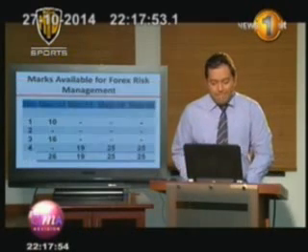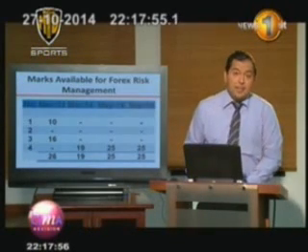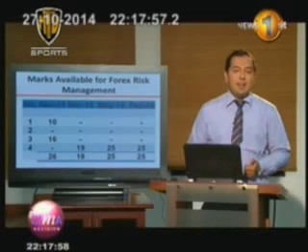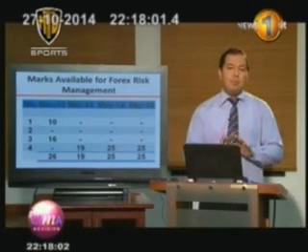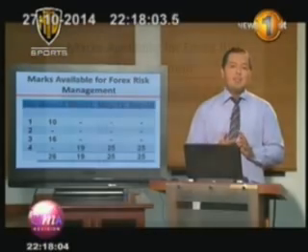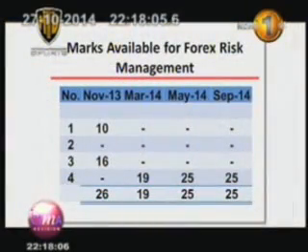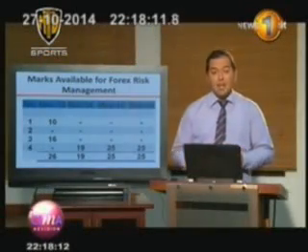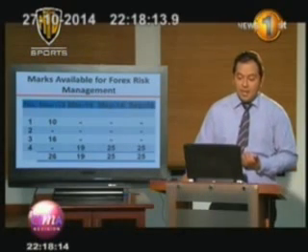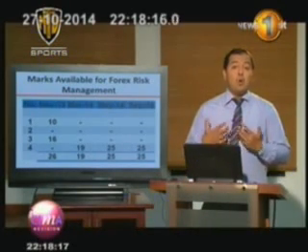Now, why have I selected foreign exchange risk management? I've selected it for 2 reasons. The first reason being, this is probably one of the least understood and most unpopular areas of the CIMA syllabus, more specifically the performance strategy syllabus. The second reason being, it's almost all the time tested.